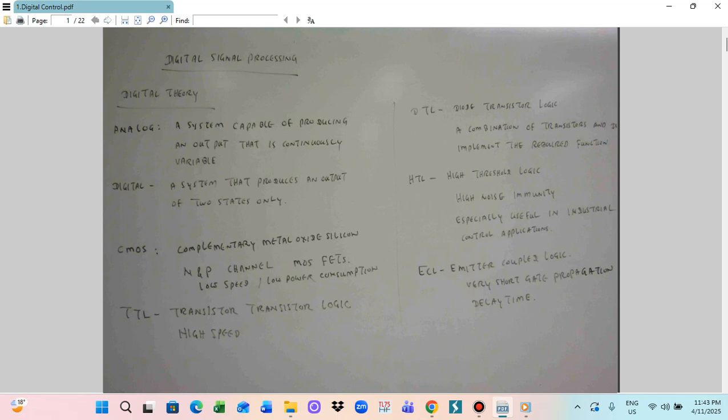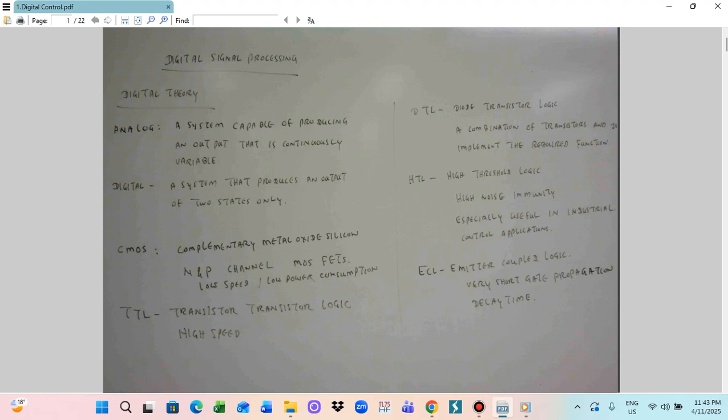ECL is emitter coupled logic. It has a very short gate propagation delay time. Those are the kinds of ICs utilized for the digital control system. In industrial process control systems we are now using a lot of digital equipment, which is why we focus on digital signal processing.